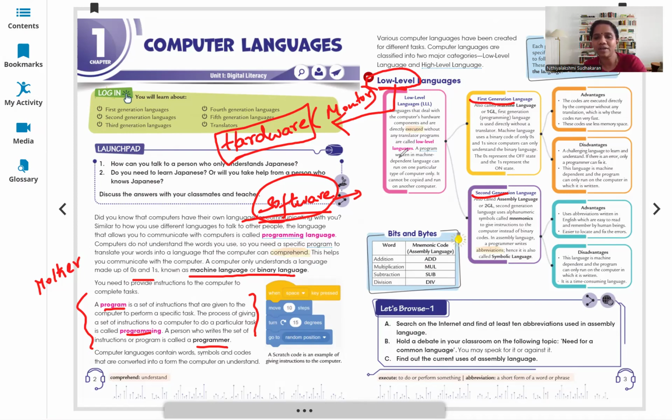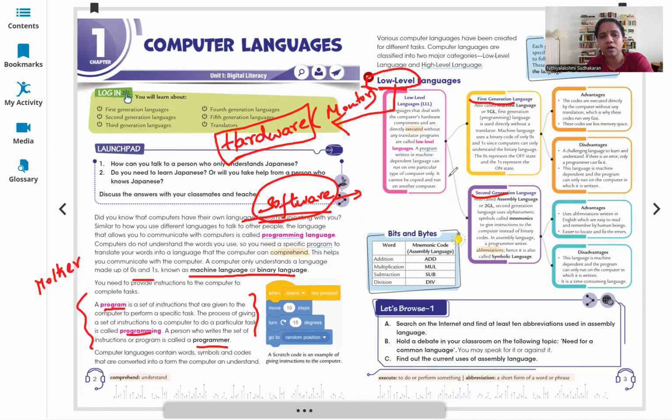So in low level languages, we didn't have any translators. And a program written in a machine dependent language can run on one particular type of computer only. For example, you're watching a video on one device, and you transfer it through a pen drive or other means to another device and watch it. But that's not the case in low level languages.